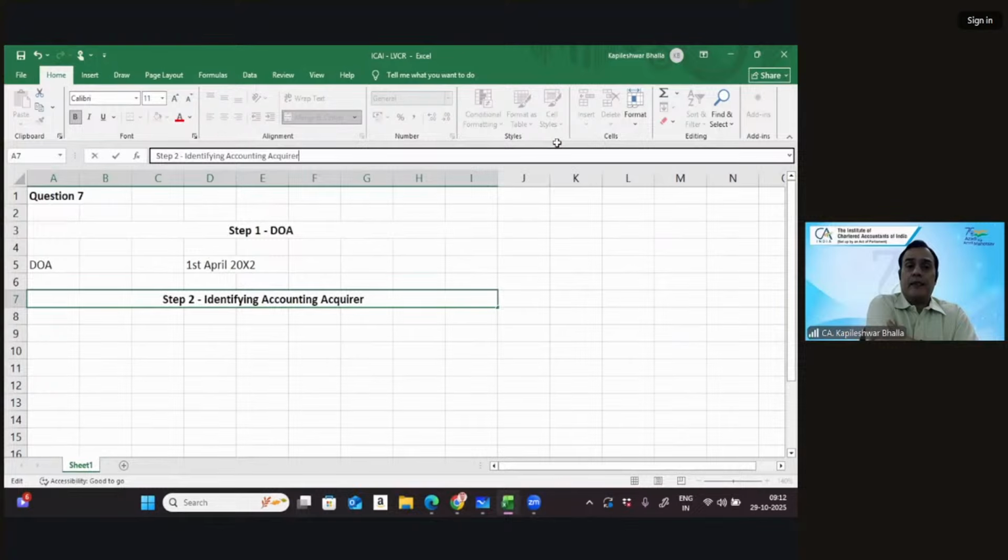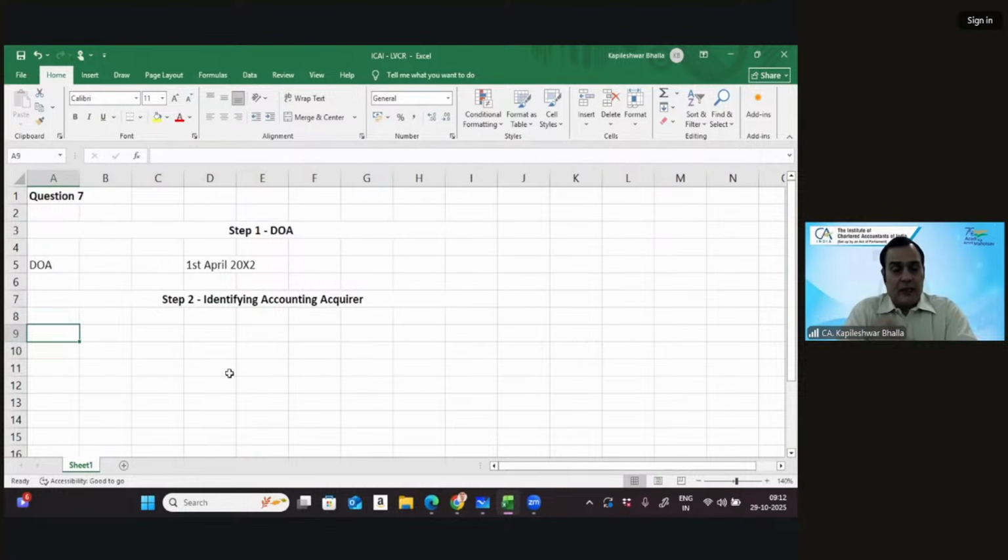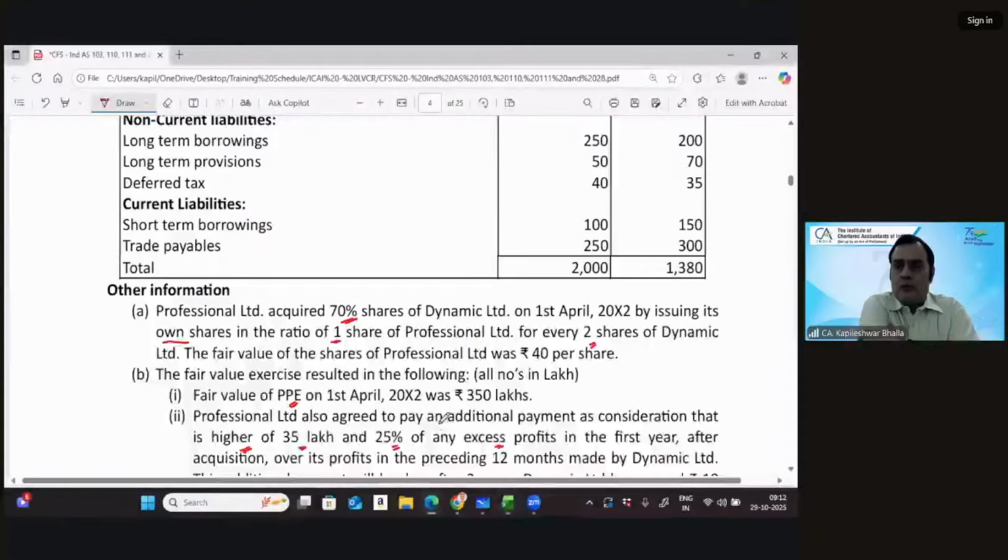Yes. Now let's go to the accounting acquirer. I was making a small mention which I'd like to take you back to. Many times, people would read the question and say that Professional acquired shares in Dynamic. So undoubtedly, Professional is supposed to be the accounting acquirer. Well, I would say no. You need to make an assessment whether Professional is an accounting acquirer or not. You need to do the calculations and find it out.